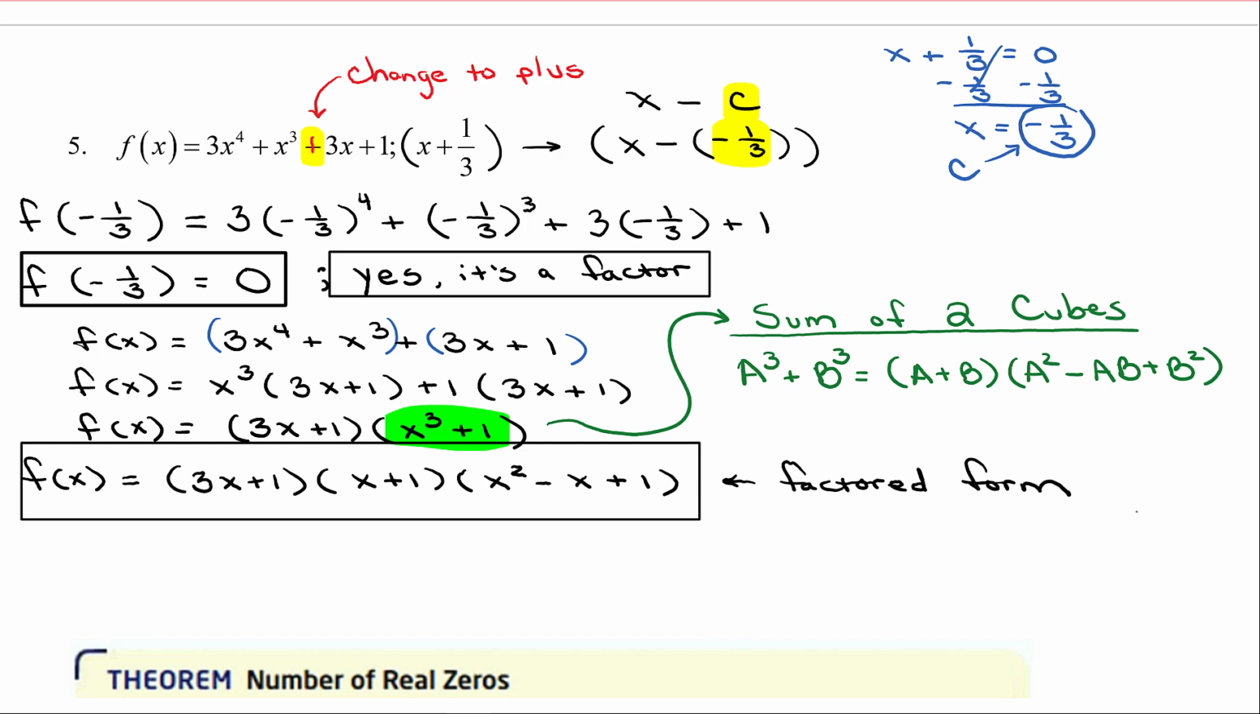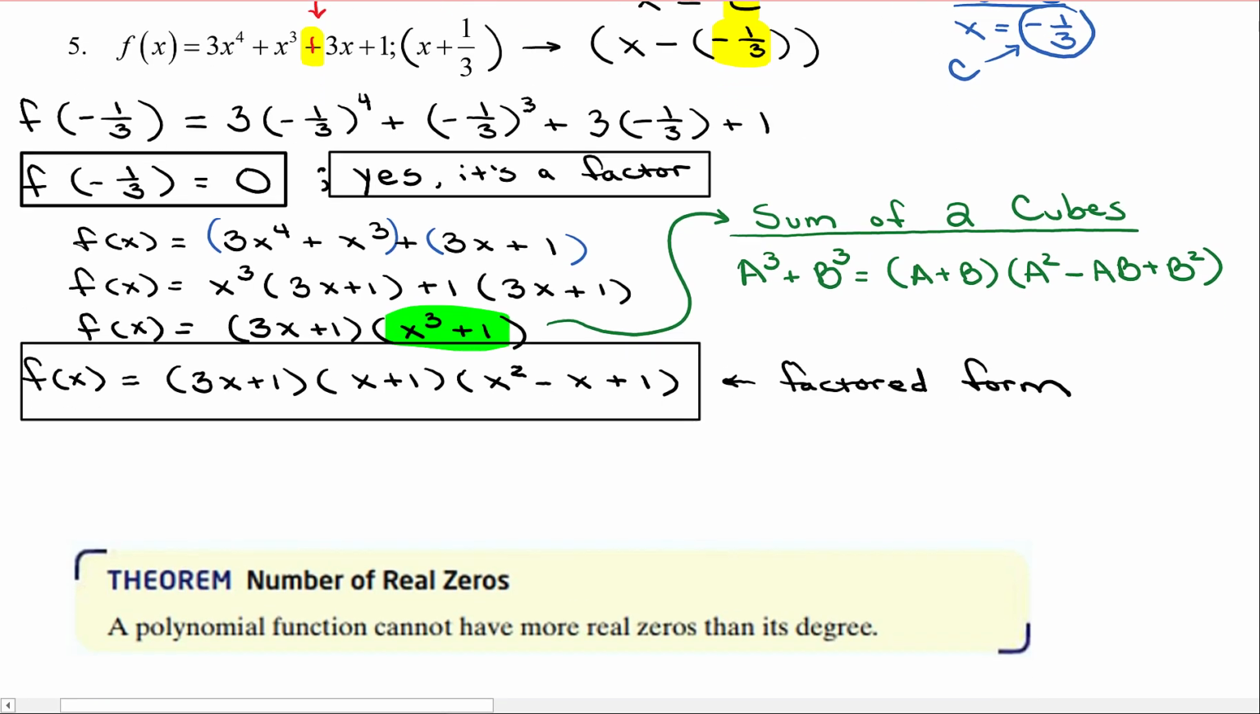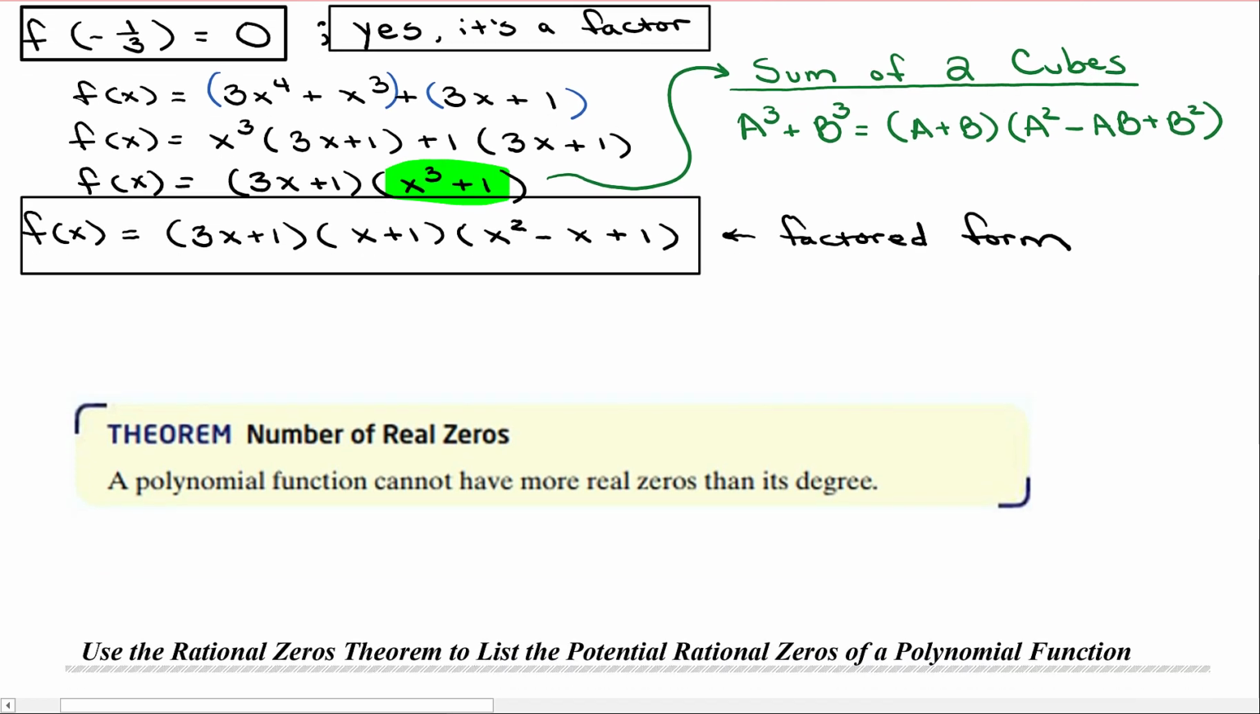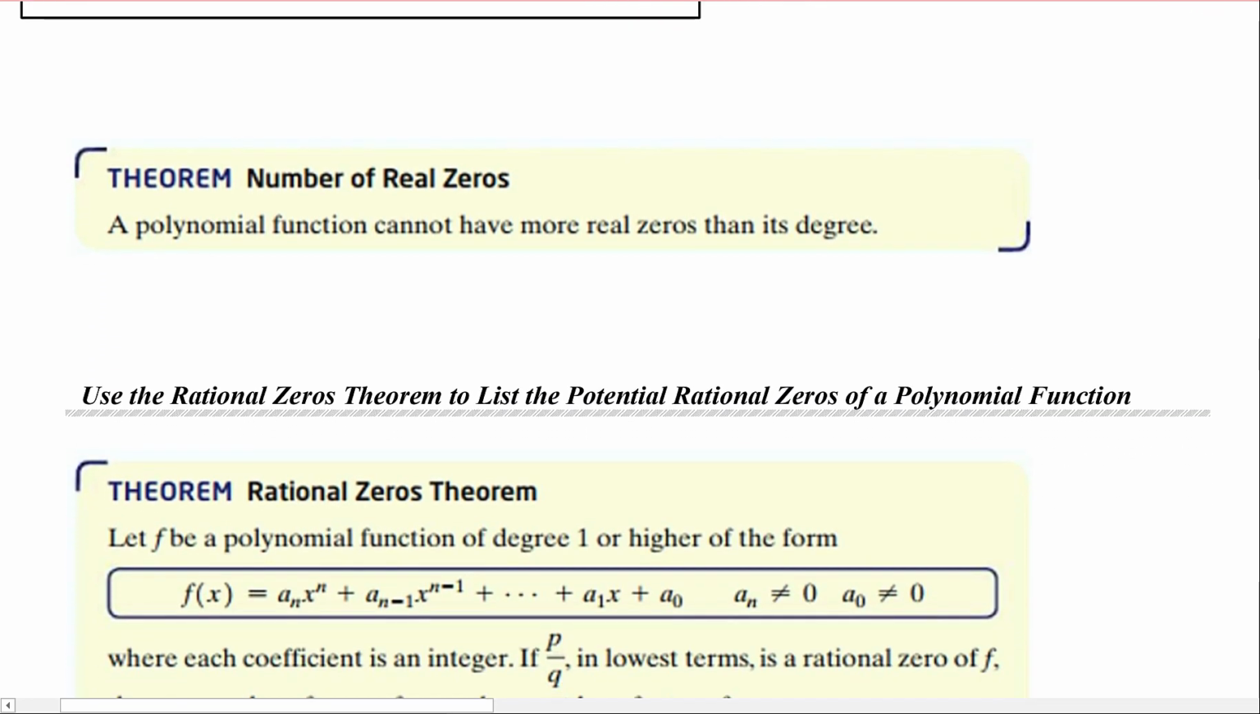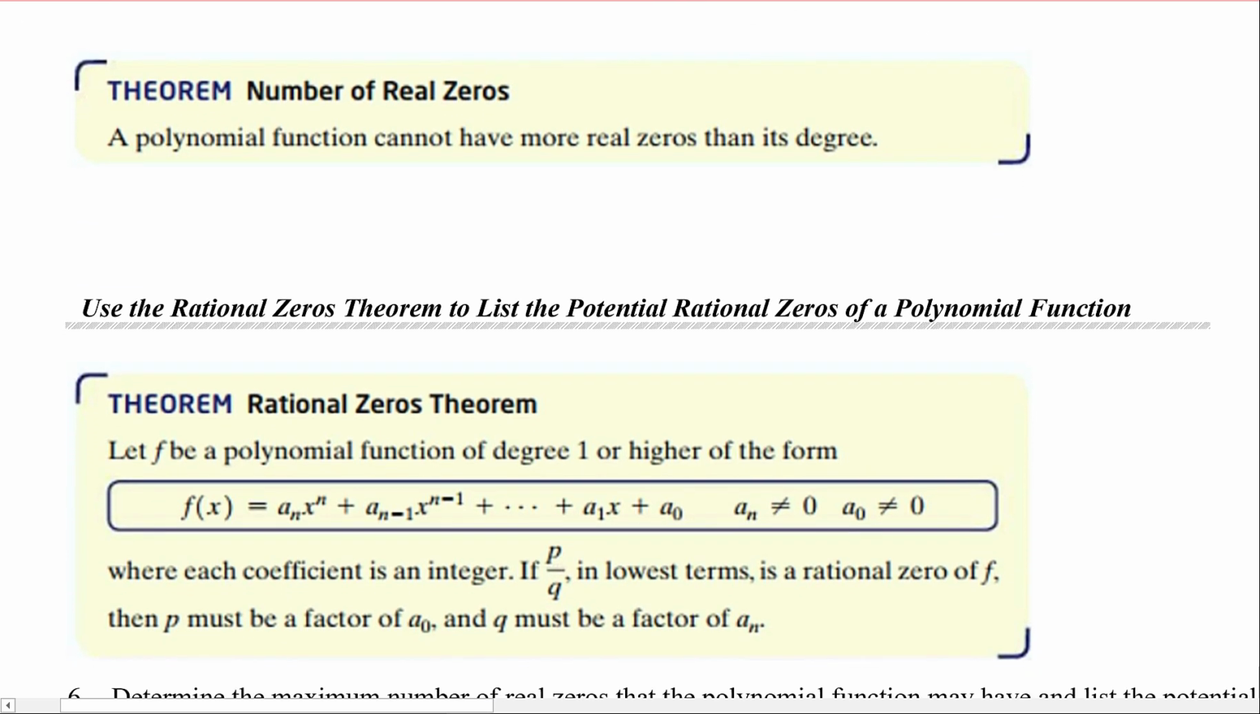All right. So that was a good problem, huh? What did you think about that one? That was good, right? All right, let's go on to the next theorem, the theorem of the number of real zeros. It says a polynomial function cannot have more real zeros than its degree. So if you look at the degree of a polynomial, you know that's the maximum number of zeros that it's allowed to have.